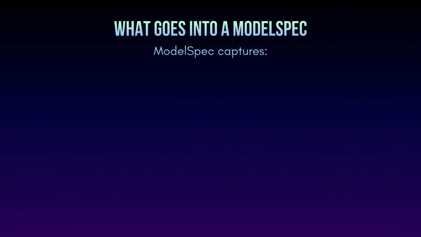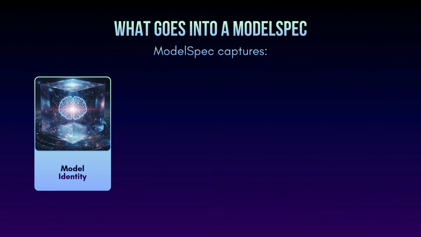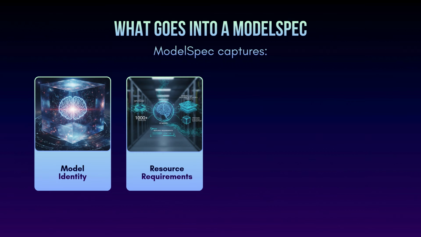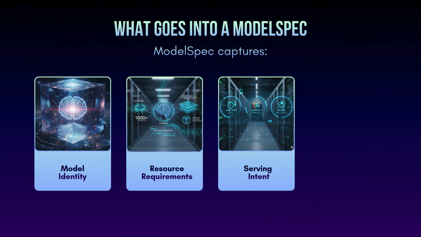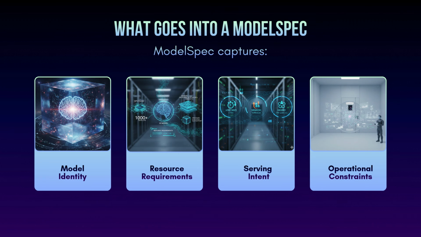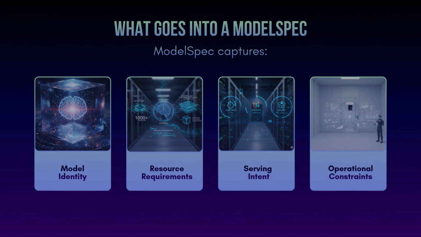A model spec typically includes 4 categories of information. First, model identity: what the model is, its version, and its purpose. Second, resource requirements, such as GPU needs, memory, and precision. Third, serving intent, including latency targets, throughput expectations, and concurrency. And finally, operational constraints, like isolation, observability, and compliance considerations.